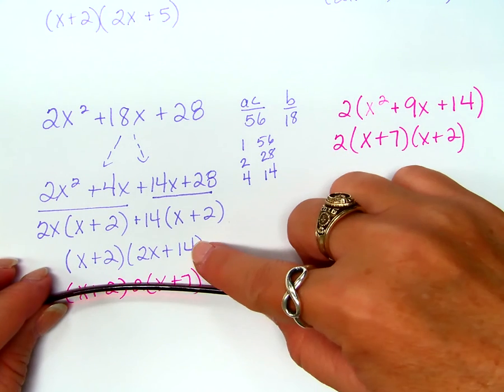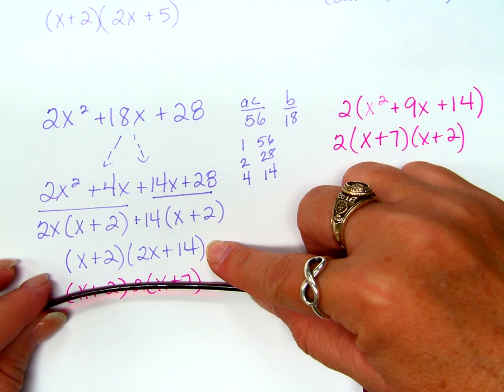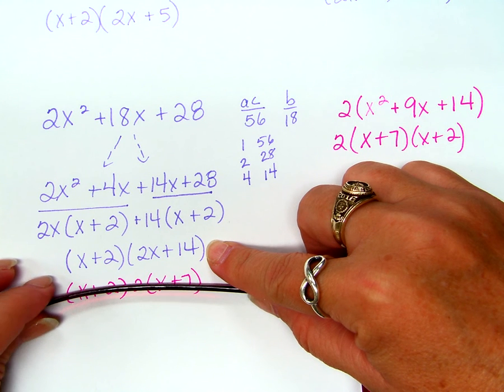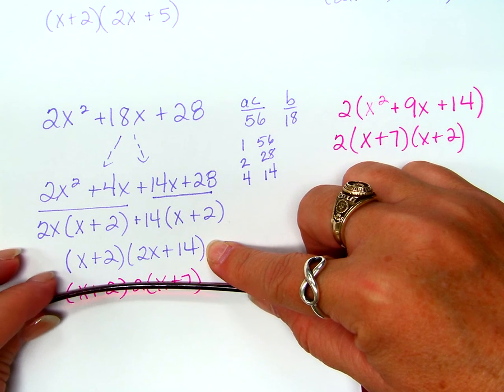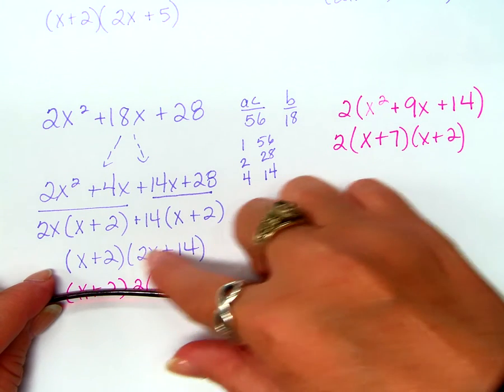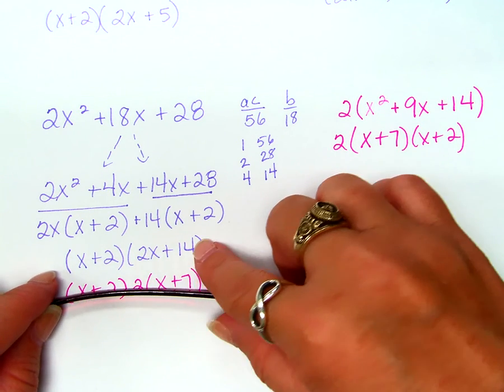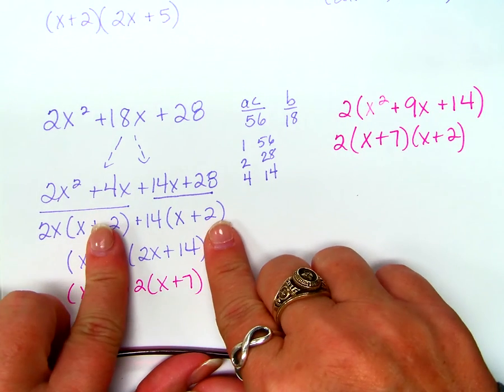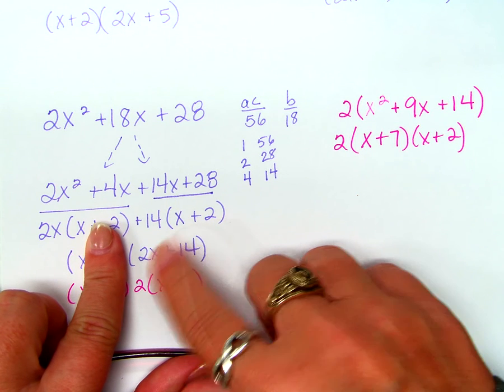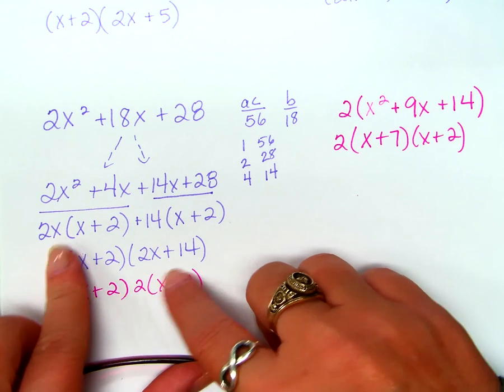Like if you wrote this one on your test, I would take some points off because it is not factored completely. And the directions will be factored completely. You've got to look, when you get to the end, if you want to make sure, just look and see, does that parenthesis have a GCF in it? Does it have a greatest common factor? It does. It has a 2. So I need to factor that out.